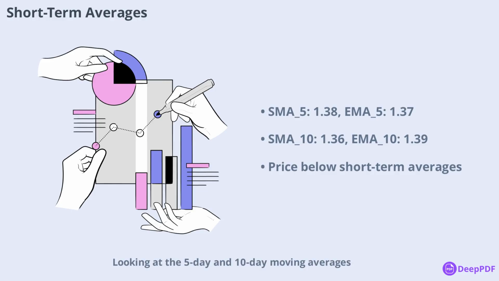Looking at the 5-day and 10-day moving averages, we see that the SMA 5 is at 1.38 and the EMA 5 is at 1.37, both slightly above the current price. The SMA 10 and EMA 10 are at 1.36 and 1.39 respectively. This suggests that SNGX has recently dipped below its short-term averages, which can be a sign of short-term weakness or a potential pullback. Traders often watch these levels for quick entry or exit points.